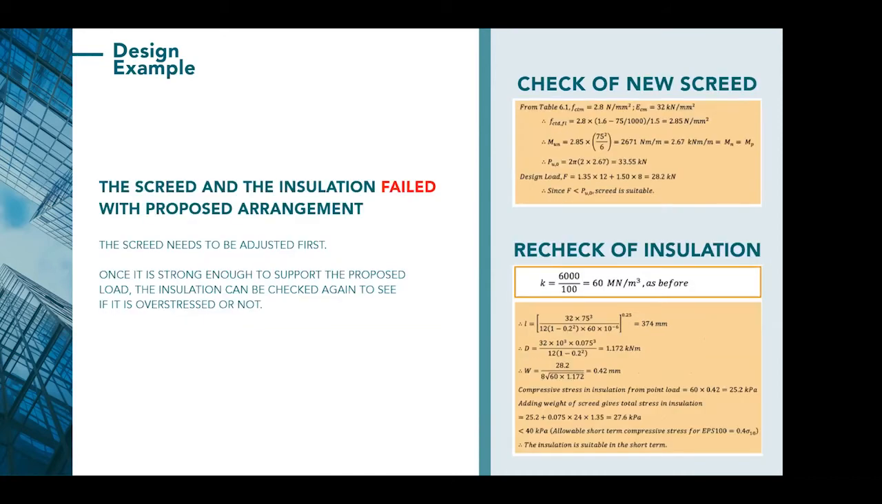So at this point, screed and the insulation, we've shown that they failed with the arrangements that we were looking at. So we need to maybe say, well, which do we need to look at first? So in this scenario, what we do is we look at the screed. So is the screed strong enough to take the supported load? If it is, well, then we can recheck our insulation to make sure that's not overstressed, or do we need to go thicker or stronger, or whatever the case may be, to get that spread of load, sufficient spread, and make sure the insulation isn't overstressed.